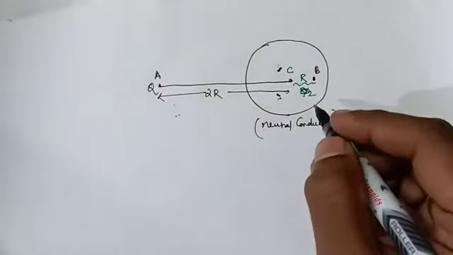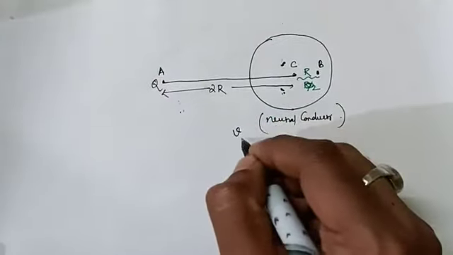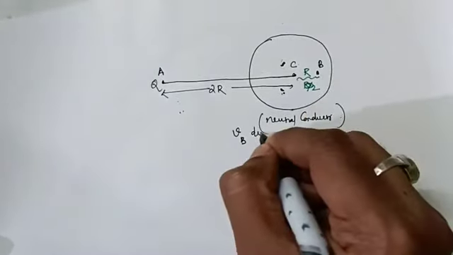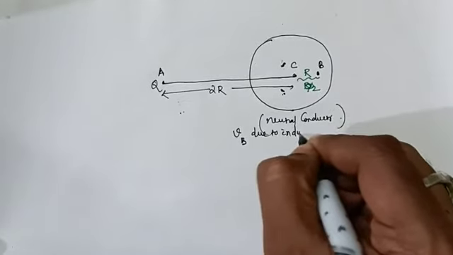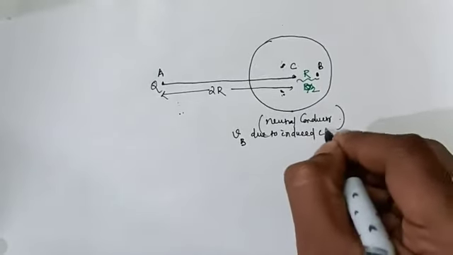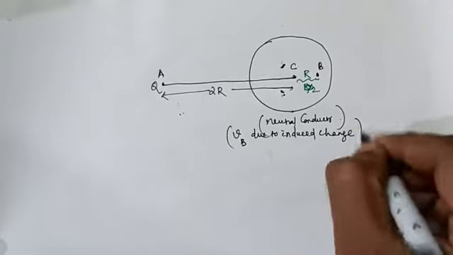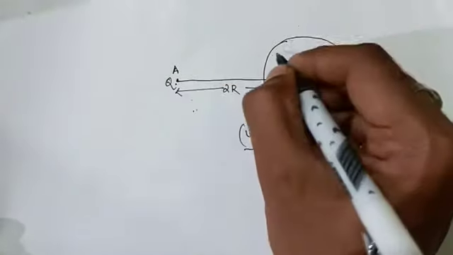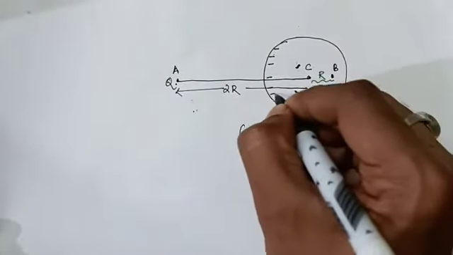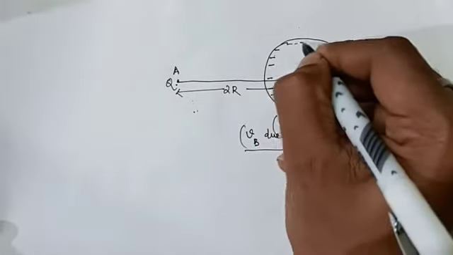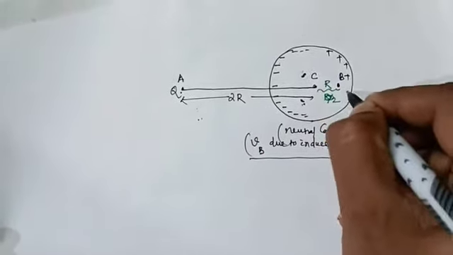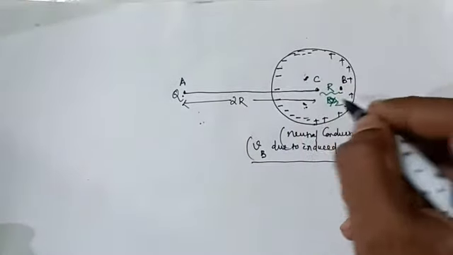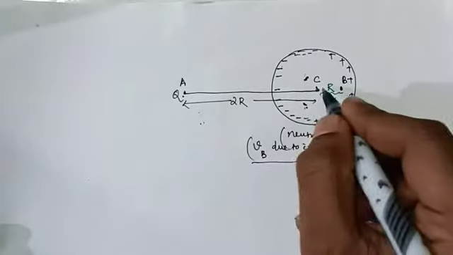The question will ask you to find the potential at B due to induced charges. Due to which charges? Induced charges. Find the expression of potential due to induced charge. I know that due to this charge's influence, the negative charge will accumulate on this side of the surface and positive charge will accumulate on the other side of the surface. We have discussed these things previously. And I said this radius, this is 2r, this is r.